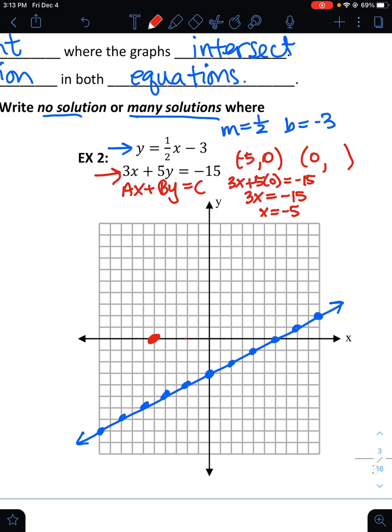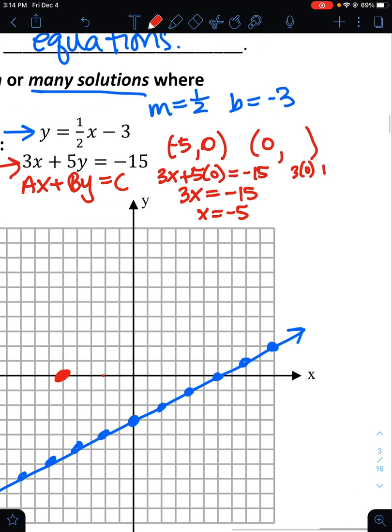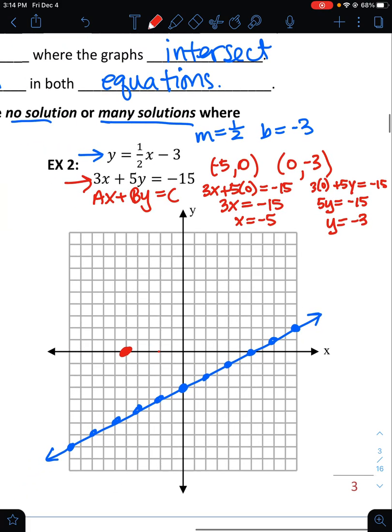Okay, y-intercept. So I need to put the 0 in for x. So 3 times 0 plus 5y is equal to -15. Of course, 3 times 0 is 0. So 5y is equal to -15 divided by 5 on both sides. That's going to be a -3. So your y-intercept is 0, -3.